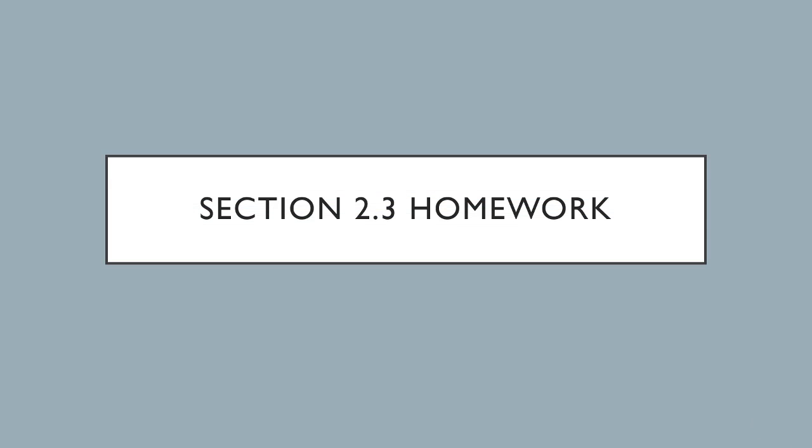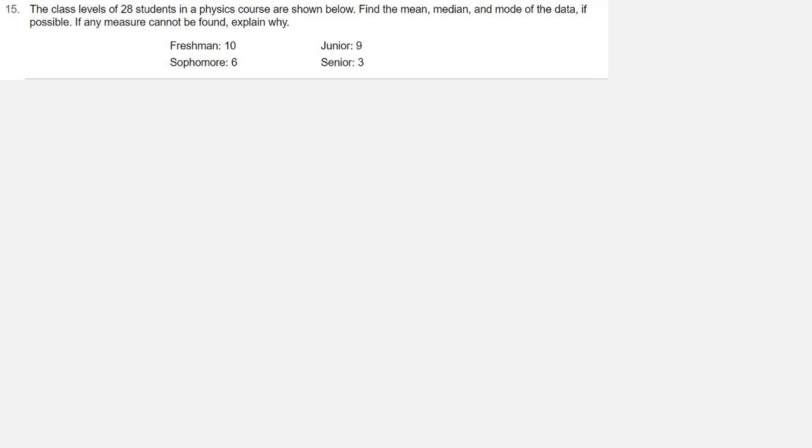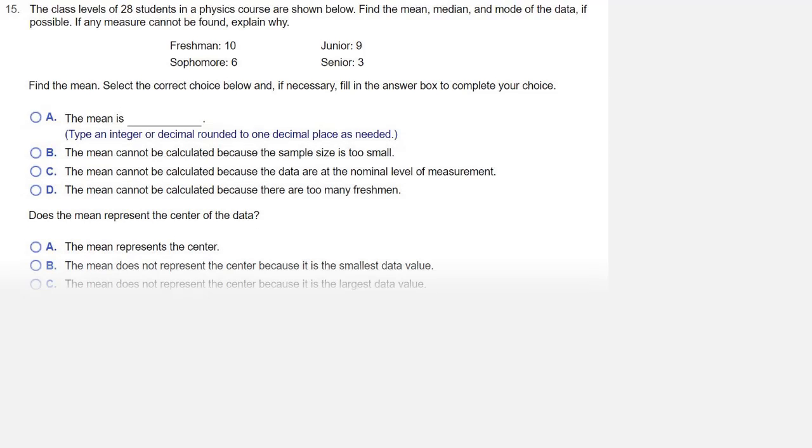We're looking at homework from section 2.3. This is question number 15. The class levels of 28 students in a physics course are shown below. Find the mean, median, and mode of the data, if possible. If any measure cannot be found, explain why.